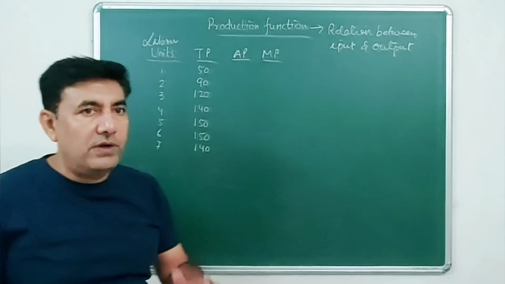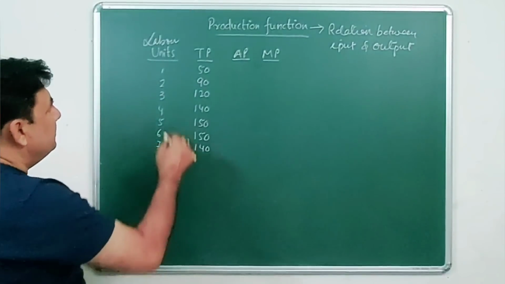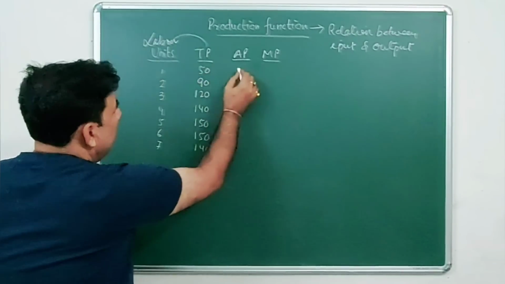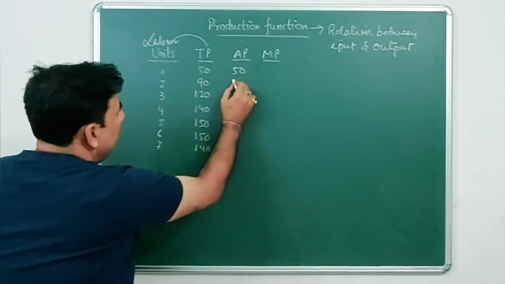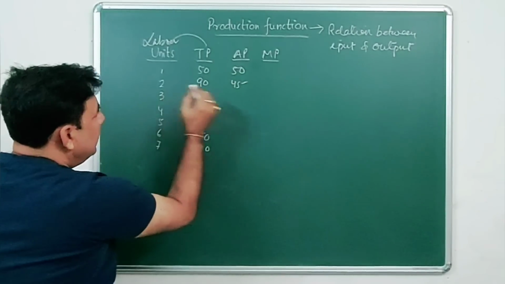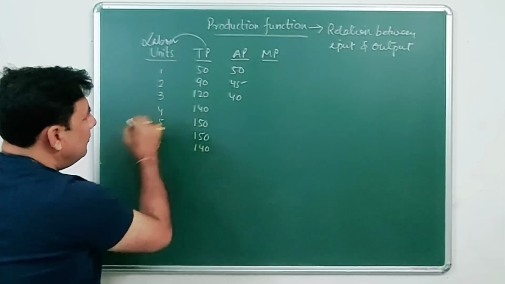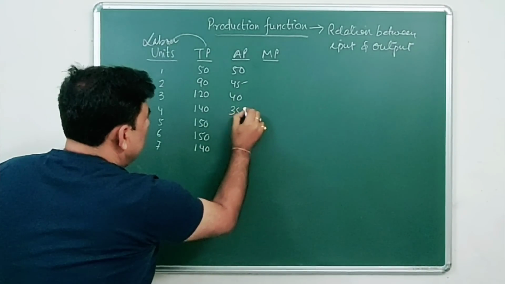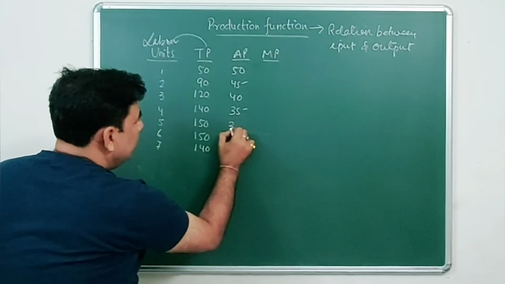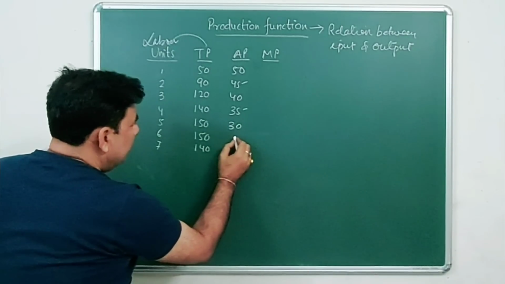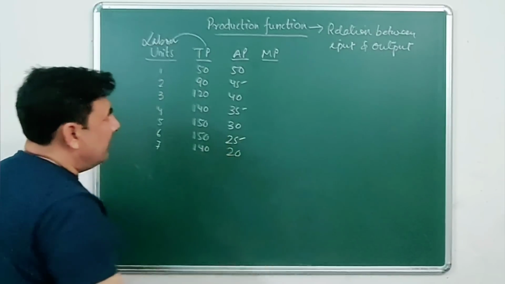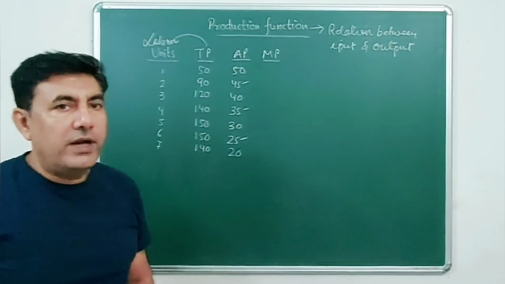Now AP stands for average product. That means when you divide TP by units, you get AP. That is 50 by 1 is 50, 90 by 2 that is 45, 120 by 3 is 40, 140 by 4 is 35, this is 30, and this is 6 2s are 12, 5 5s are 25, and this is 20. So this is your average product.